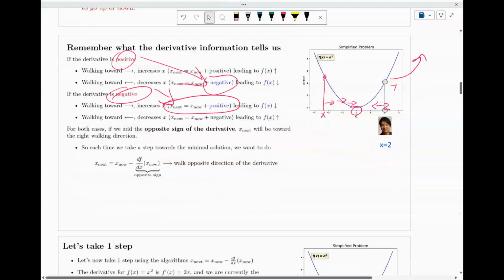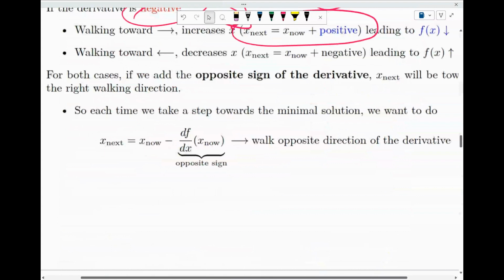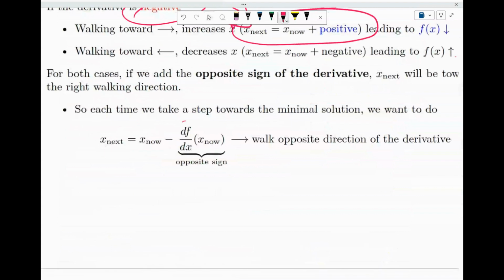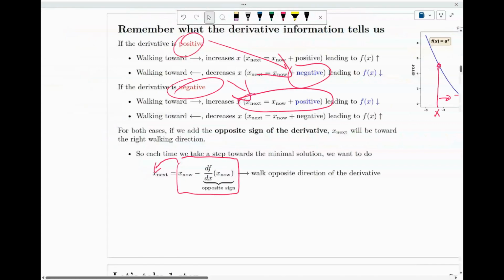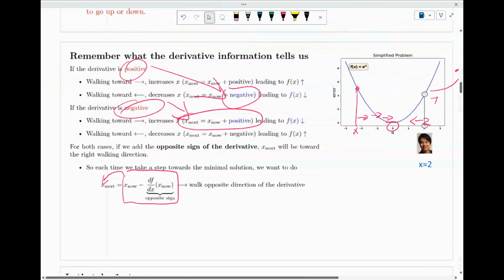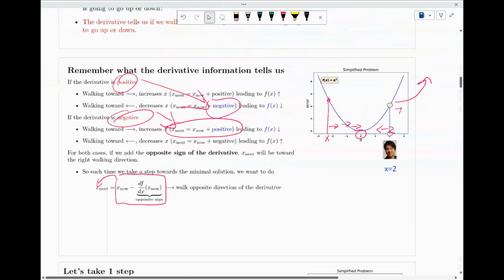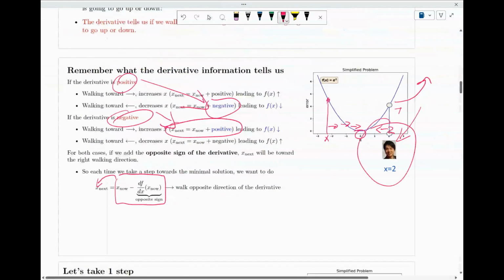So this gives us an interesting algorithm. Where we are now, we calculate the derivative at this point, and then take the opposite of that. If we combine this, it will give us the next location when we take a step. And then we can take another step and another step.